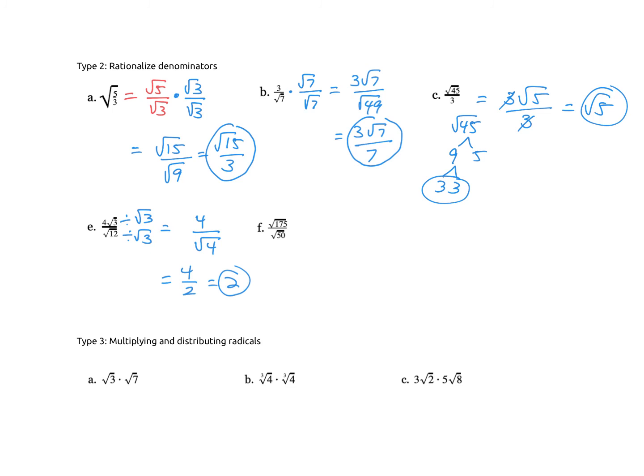So again, every time you see a fraction, you should always make sure you can't reduce. And actually, this one can be reduced. The top can be divided by 25. The bottom can be divided by 25. So on the top, you get square root of 7. On the bottom, you get square root of 2.